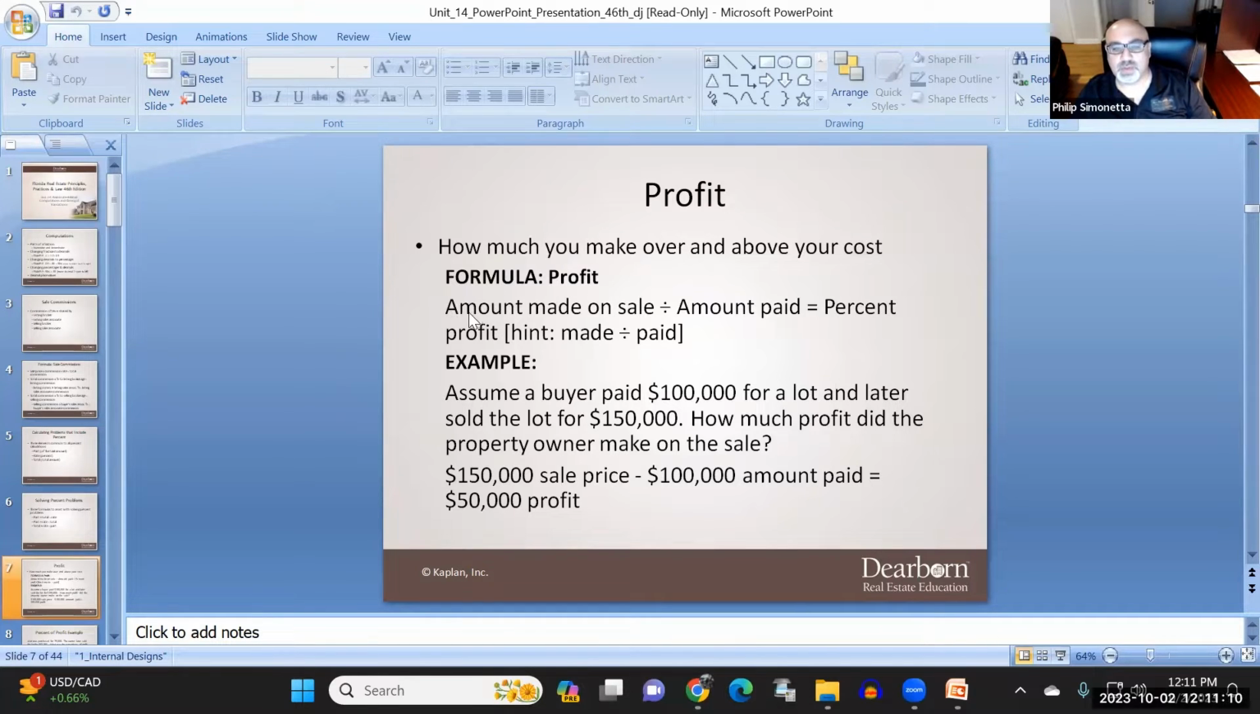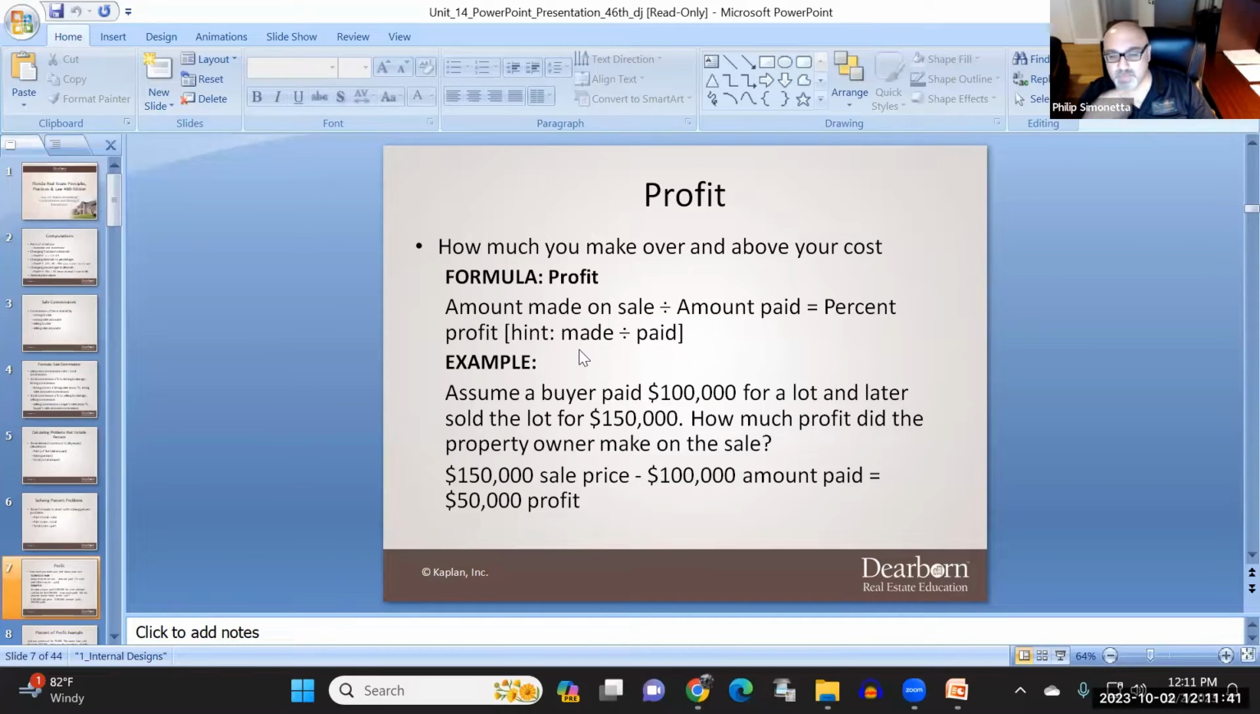You have to remember the amount made on the sale divided by the amount paid on the sale equals the percent of the profit. Remember, made divided by paid is the calculation. So the amount made is your profit on the sale. What's your percentage of profit? Well, you take what you made on the sale divided by what you paid on the sale. Okay, I'm going to read this question and you do the quick calculation, see if you can figure it out.